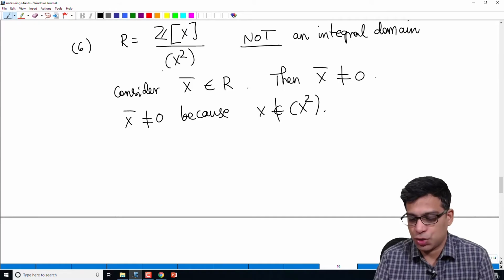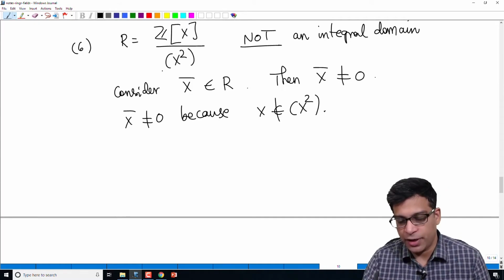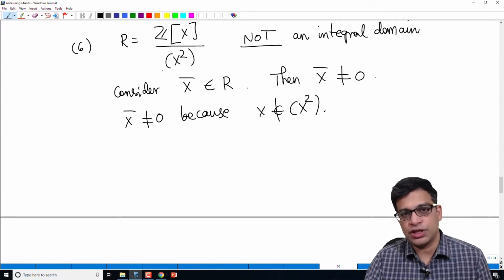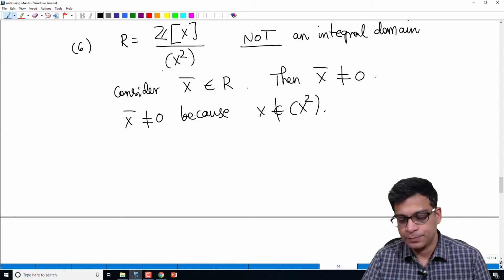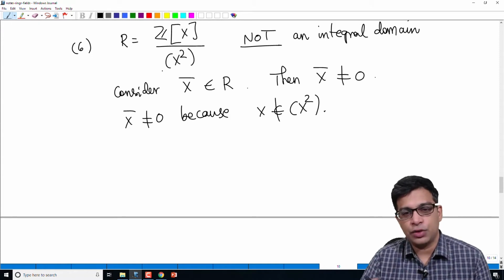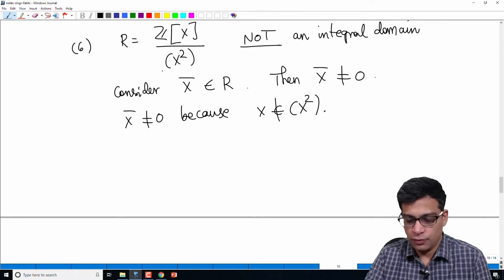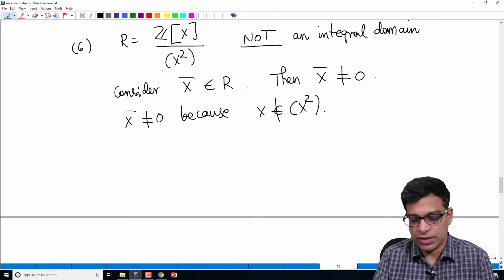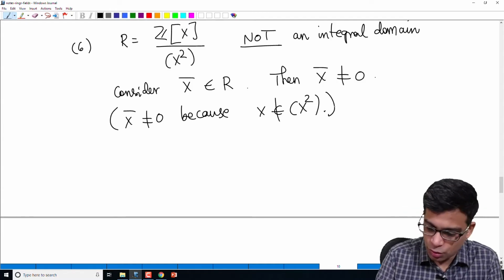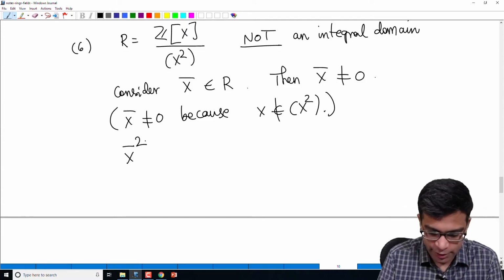But certainly x is not in (x squared), because the ideal generated by x squared is a collection of elements which are multiples of x squared. In particular, if you take a non-zero element in the ideal (x squared), its degree will be at least 2, whereas x has degree 1. So x can't be in (x squared). So it's non-zero.